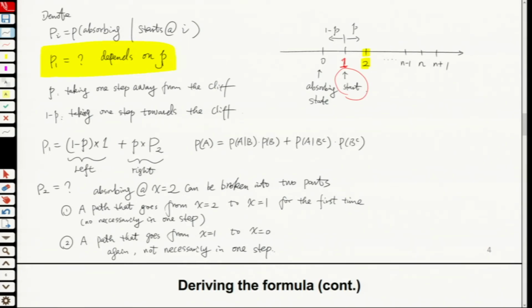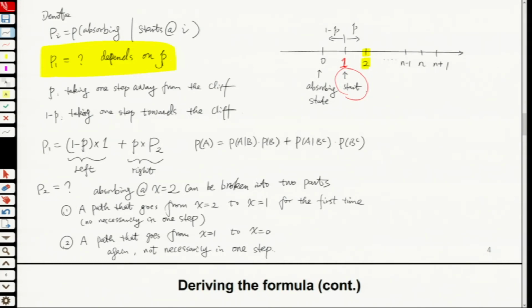Okay? For the first time. And once we reach 1, it becomes P1. Right? Is this P1? From x to 1, not necessarily in one step. You can go left or go right, but not necessarily in one step. This person gets absorbed. This is P1. This is exactly our definition: absorbing, start at 1 and then get absorbed, not necessarily in one step.